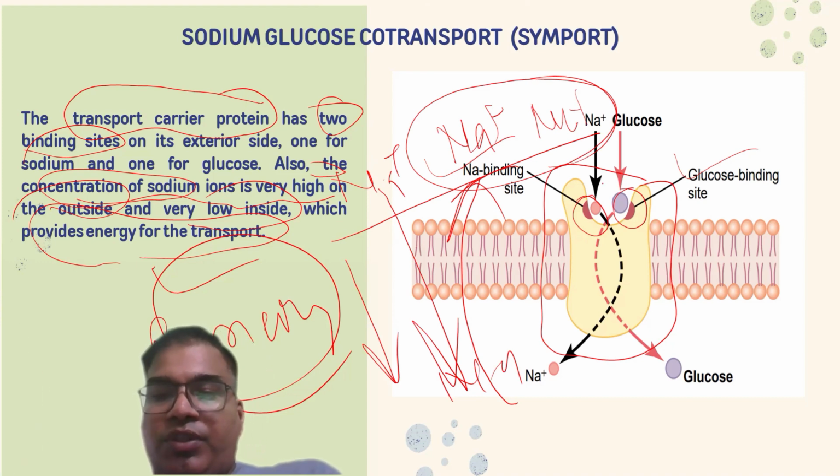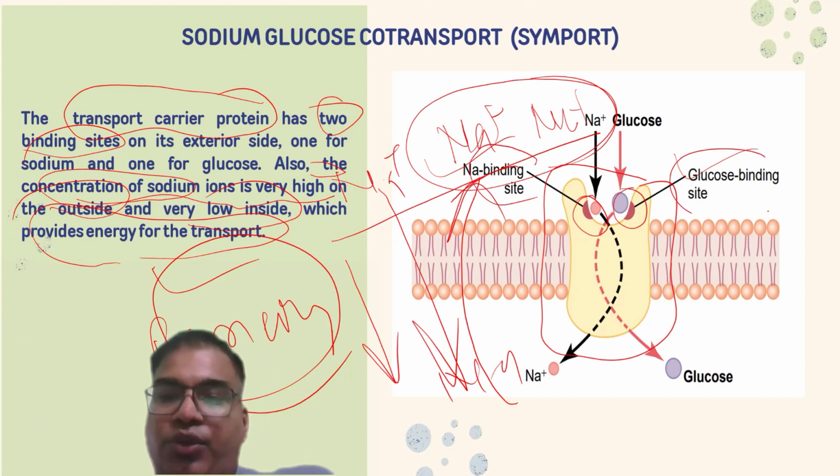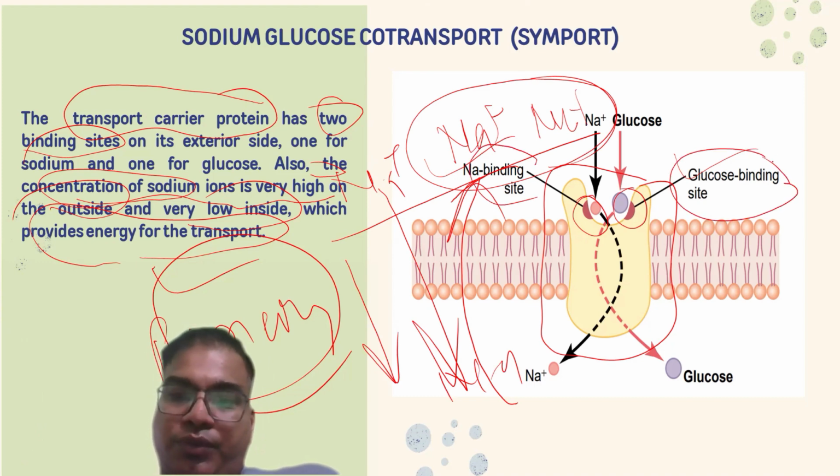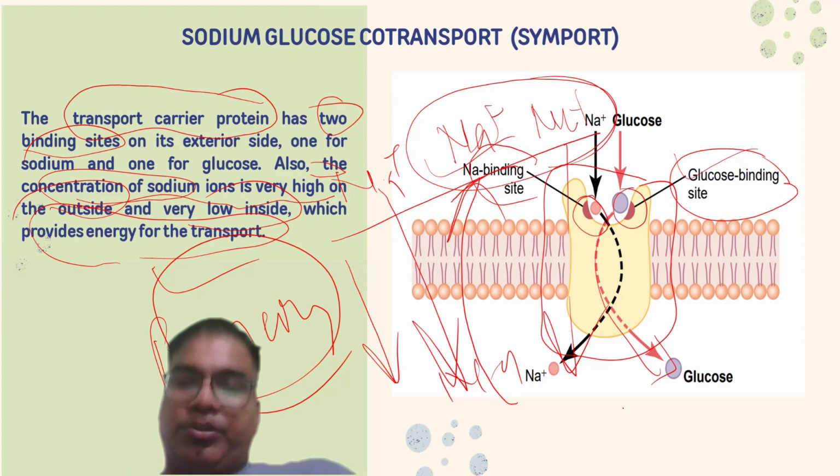So in this carrier protein, there are two binding sites. One is for sodium, and the other one is for glucose. So sodium glucose transport occurs in the same direction. It is called symport or co-transport. When this sodium moves inside the cell, there will be a generation of energy, or this movement of sodium will help in the movement of glucose as well. Both ions are moving in the same direction, and it is called co-transport or symport.